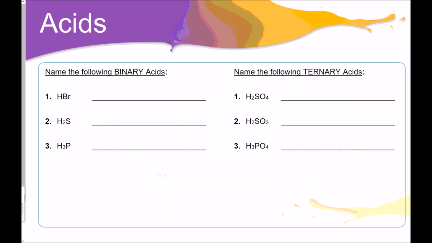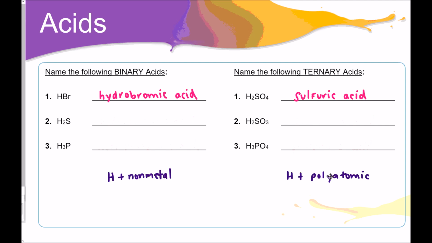Okay, here's some practice. So HBr, just binary, so hydrobromic acid. On the right side, H2SO4. This is sulfate, so what I ate was icky. This is sulfuric acid. Pause the video, try these on your own, and when you come back, I'll have the answers for you.